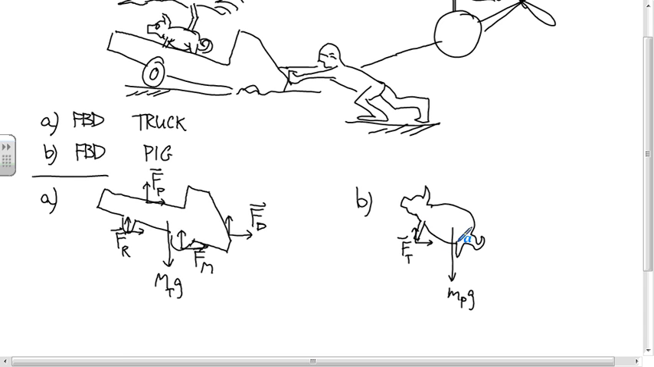In some problems that makes sense, in some it doesn't. Maybe the pig's on a skateboard or something. Then it just is at one place. And then where else on the boundary is there a contact? Yep. So there's the force on the pig by the crane.